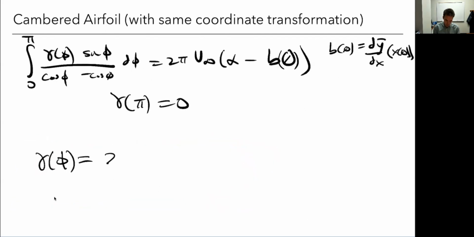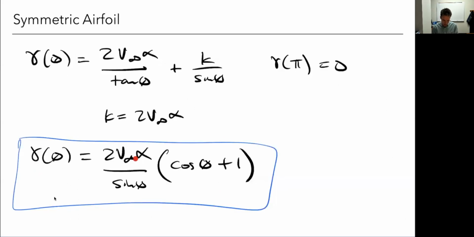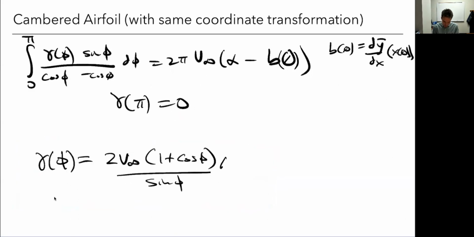So we'll write that out: 2 v infinity times 1 plus cosine phi divided by sine phi. And what we have left is the angle of attack. So we're going to write this more generally as some coefficient, which is going to obviously include the angle of attack, but may have additional terms. And then on top of that, since we have camber, we're going to do a sine series, a Fourier series, as follows, sine of n phi.